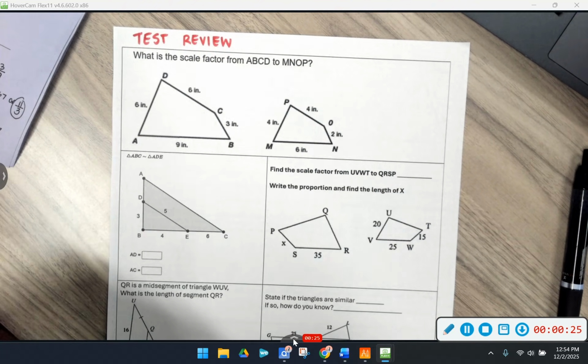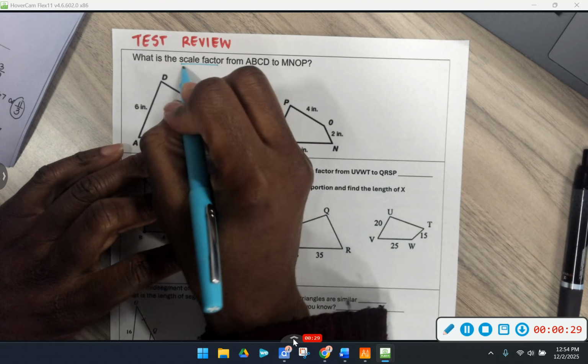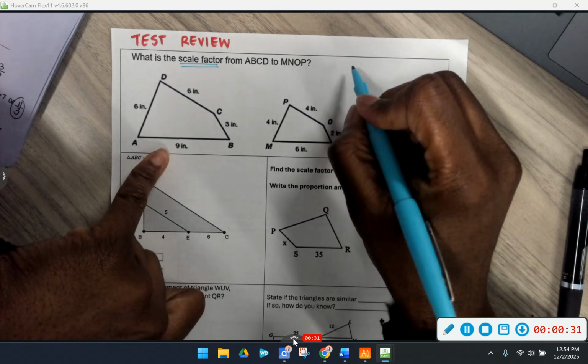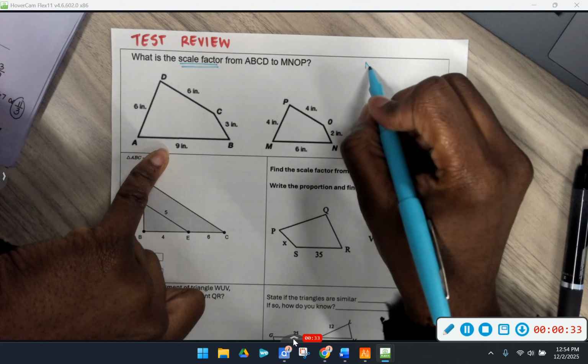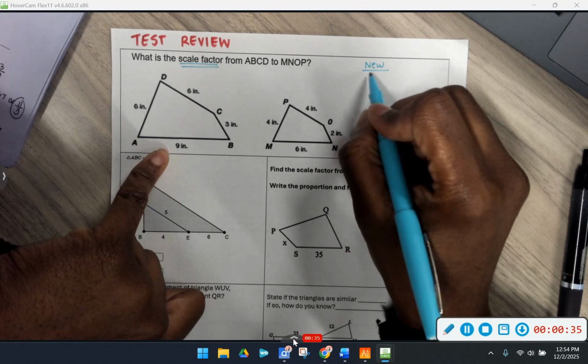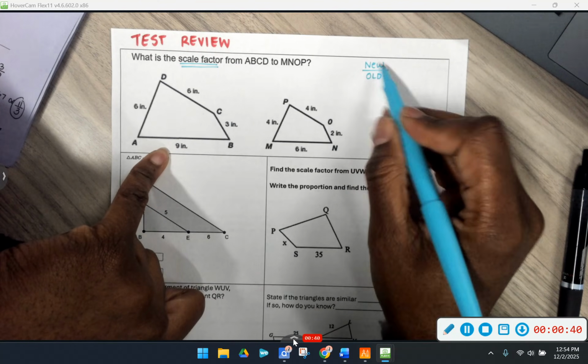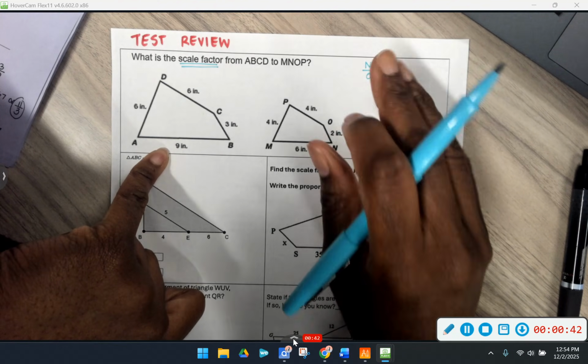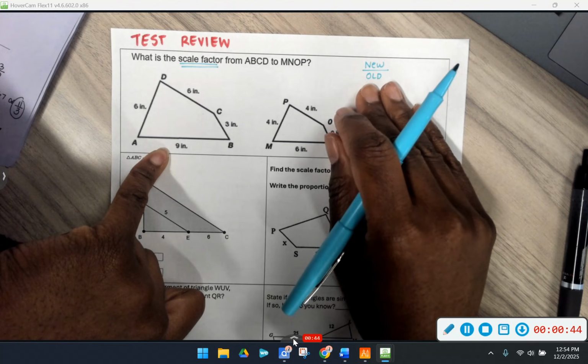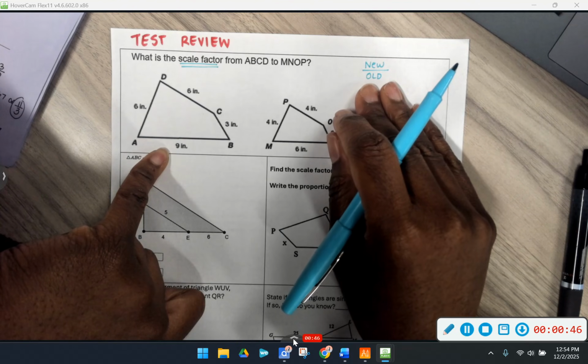All right, so this says, what is the scale factor? I know we haven't talked about scale factor in a couple of days, but remember, scale factor is just setting up one proportion, and you want to make sure you put the new over the old. All right, it's always new over old. Please write this right here. If you see me write it, I want you to write it also because it will help you study for your test tomorrow.